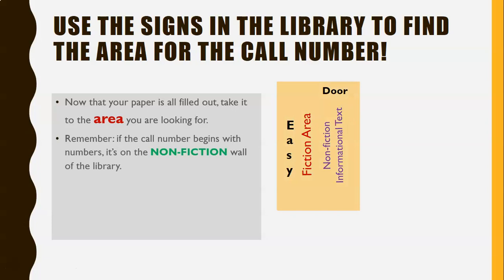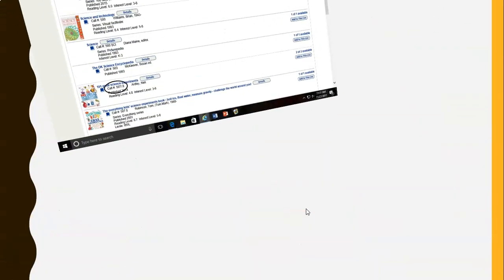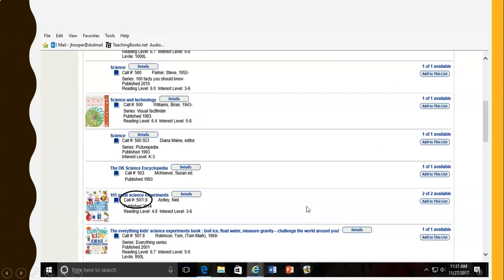Remember, if the call number begins with numbers, it's in the nonfiction section. If it begins with numbers, it's going to be right here near the double doors in the back of the media center. If the book is fiction, it's in the fiction area of the library. And if it's a picture book, it'll be in the easy section of the library. Okay. So here are some examples.